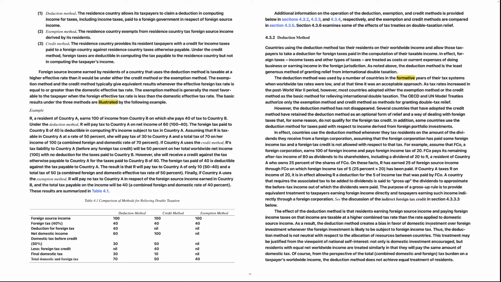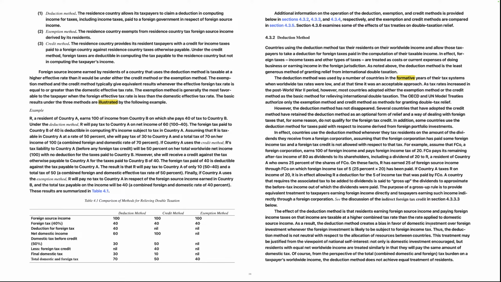This treatment may be justified from the viewpoint of national self-interest. Not only is domestic investment encouraged, but residents with equal net worldwide income are treated similarly in that they will pay the same amount of domestic tax.